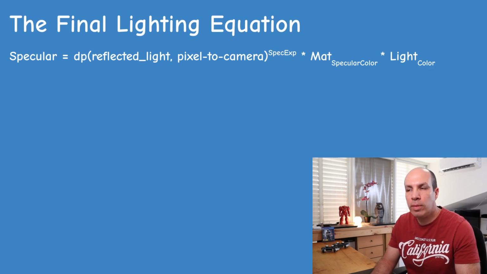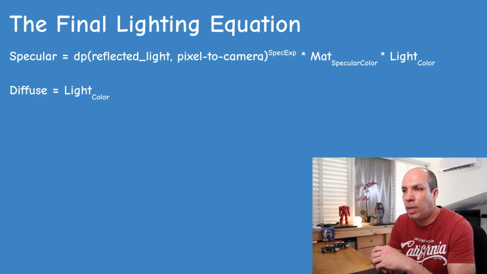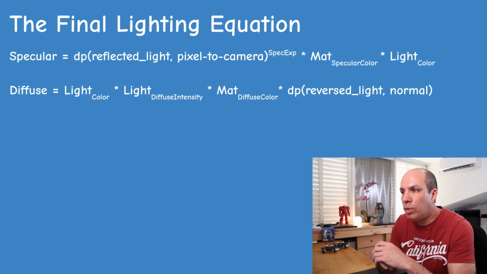In some resources, you will see separate light colors for diffuse and specular, but I decided to use the same one for simplicity. In the final lighting equation, we will add a diffuse color, which is calculated by multiplying the color of light by the diffuse intensity of the light, which is a single scalar value, and then by the diffuse color of the material, and finally by the diffuse factor, which is the dot product of the reverse light direction and the normal. Both vectors must of course be normalized.